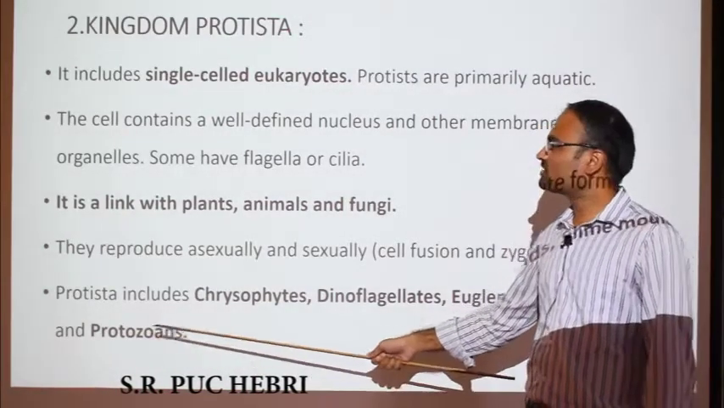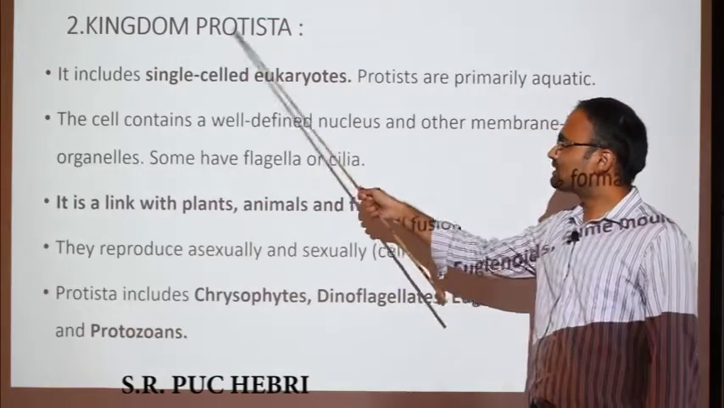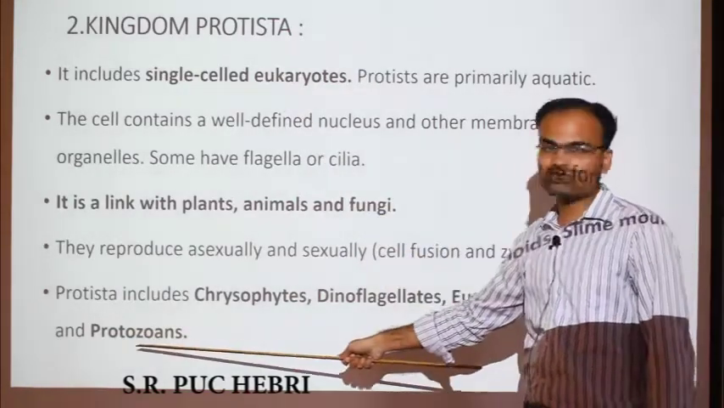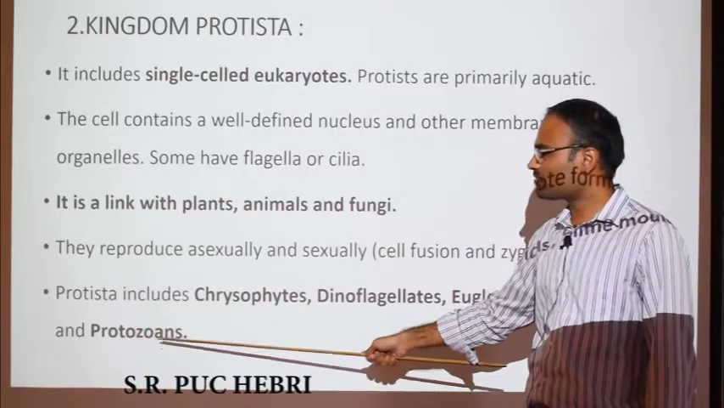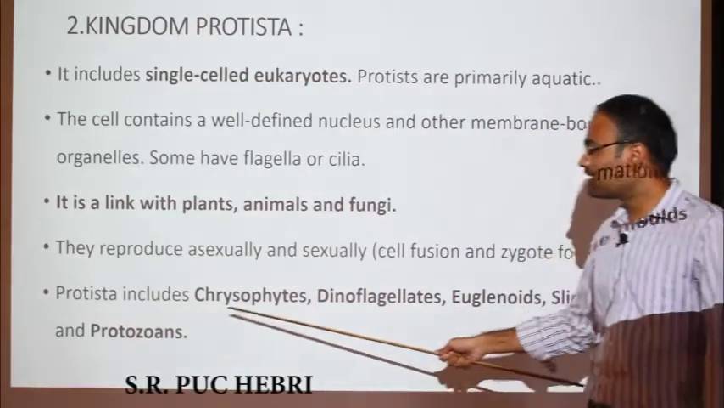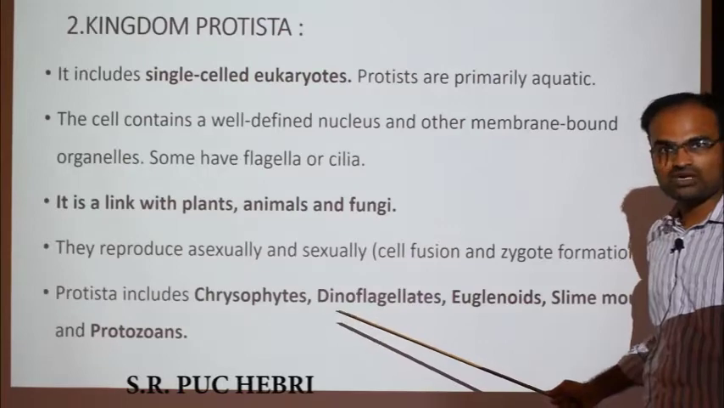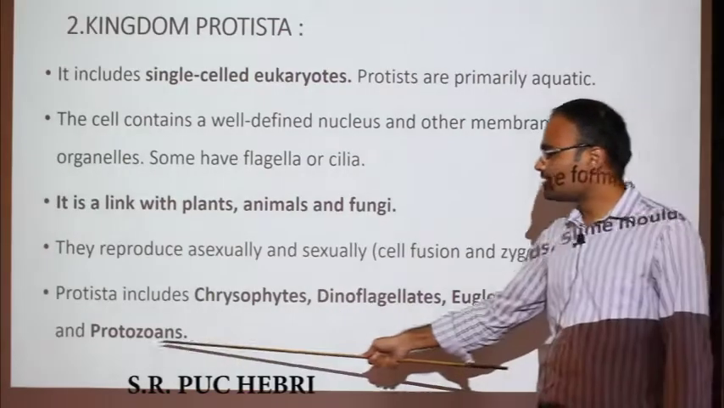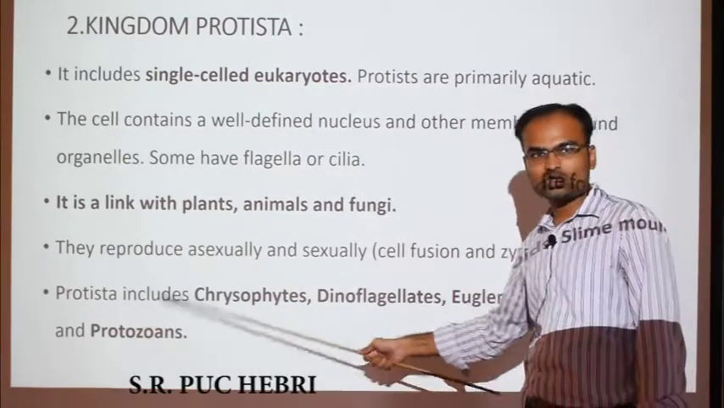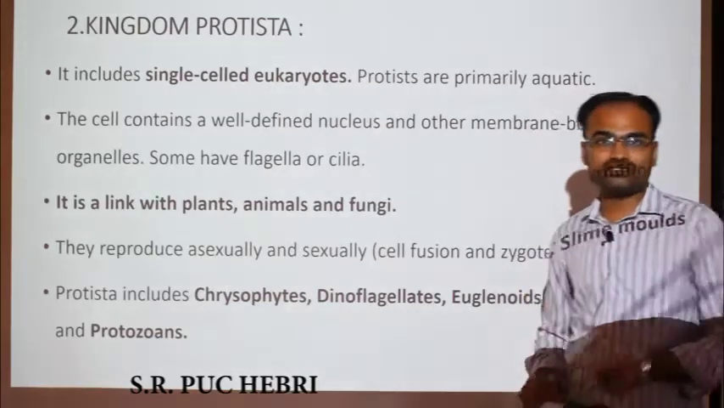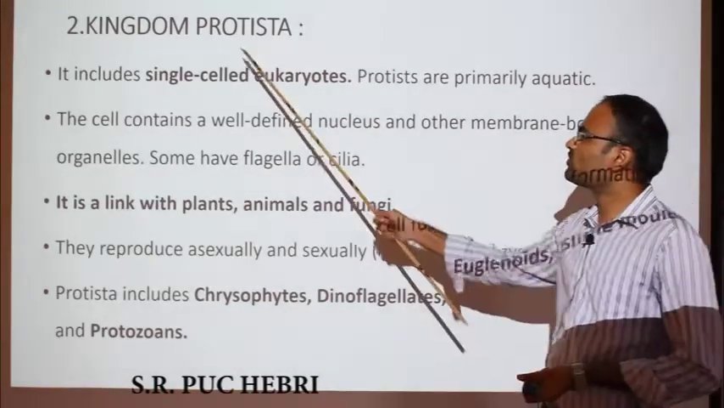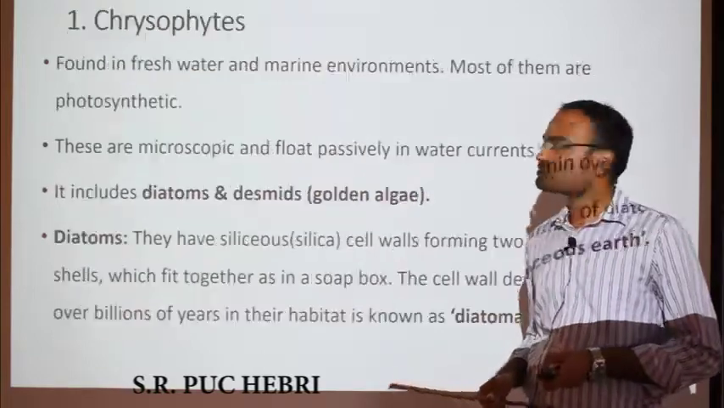So what we get confused about here is thinking the kingdom Protista includes only the protozoans. It is not like that. Along with the protozoans, it includes 4 other different groups as well. So a total of 5 groups of different types of organisms are found in the kingdom Protista.